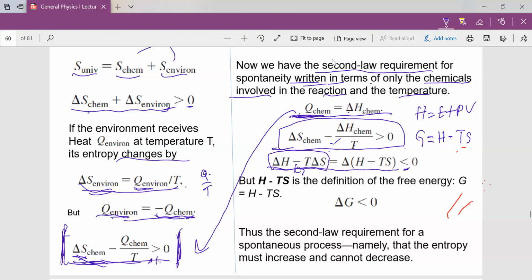From this expression, we got this. Okay, so this simply emphasizes the fact that the second law requires Gibbs free energy to be less than 0 for spontaneity to happen, and the entropy must increase and cannot decrease. It means it is not reversible.